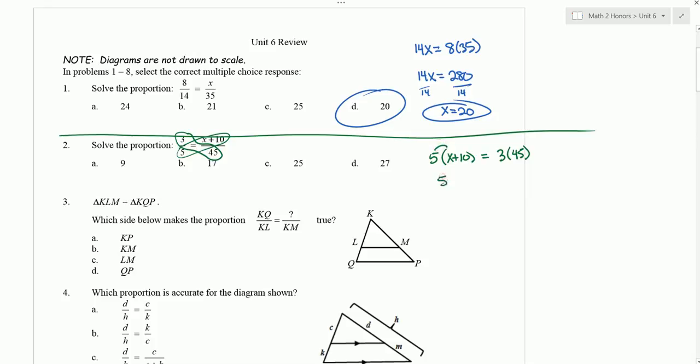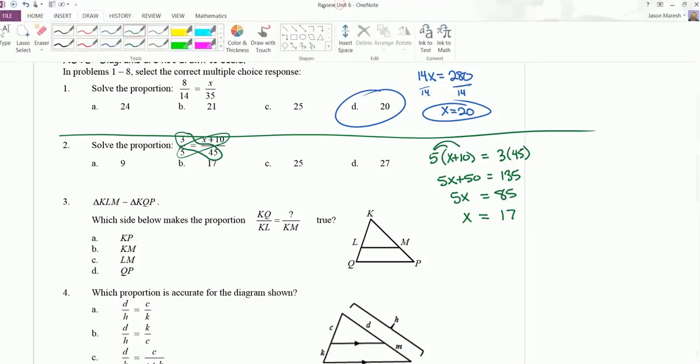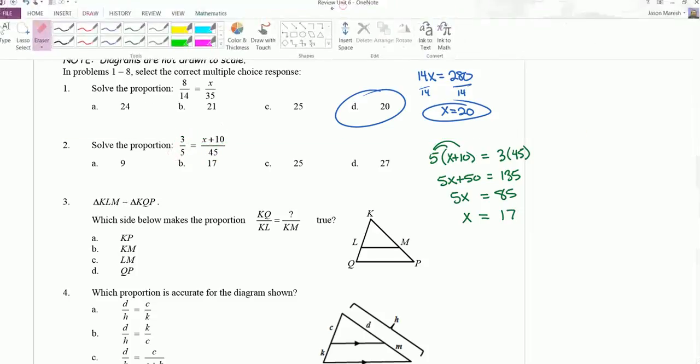Distribute 5 times x, 5 times 10 is equal to 3 times 45, which is 135. Subtract 50, and we get 5x is equal to 85. And then divide by 5, and we get 17 for our final answer here. So the answer's choice is B.